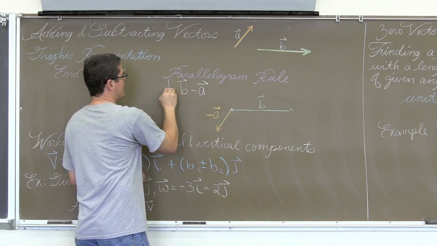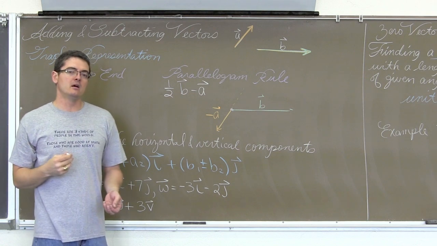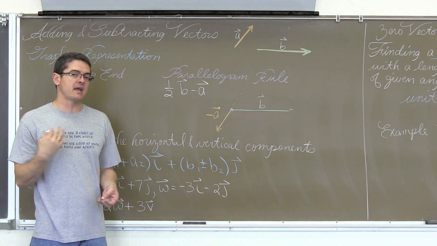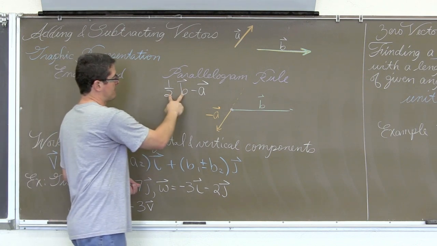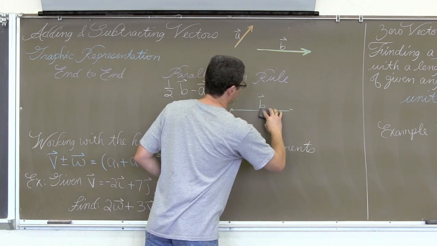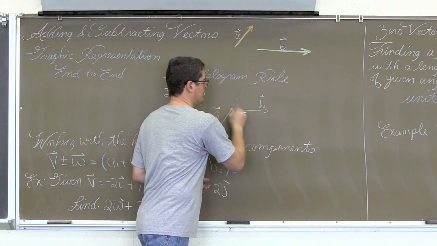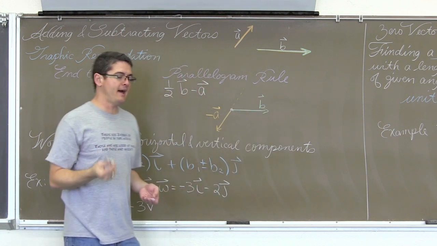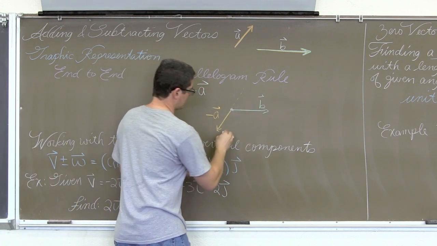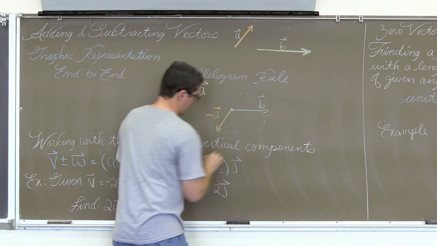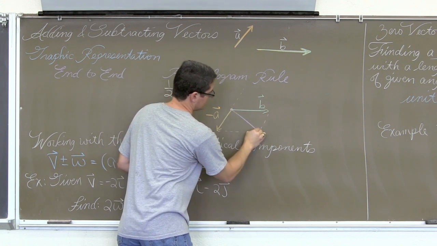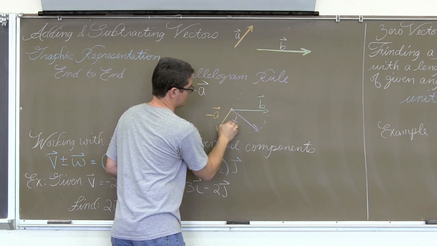So what if I wanted to draw the representation of, instead of B minus A, 1/2 vector B minus A? I want to apply a scalar multiple of 1/2. Well, that's going to take vector B and simply shrink it in half, cut its magnitude or its length down by 1/2. And again, parallelogram, and draw your diagonal as your resultant.